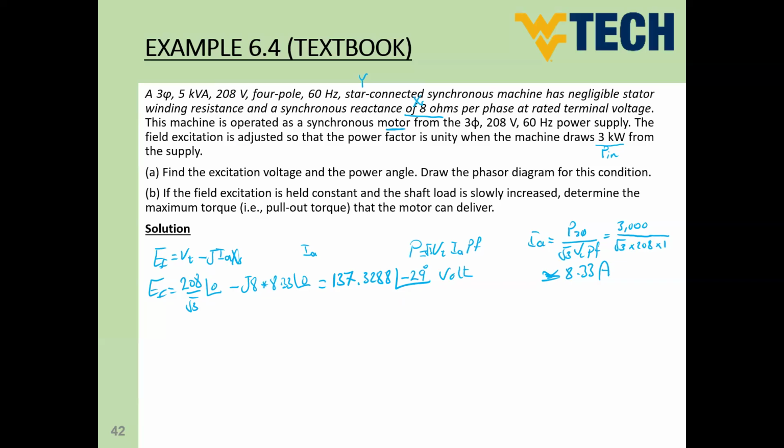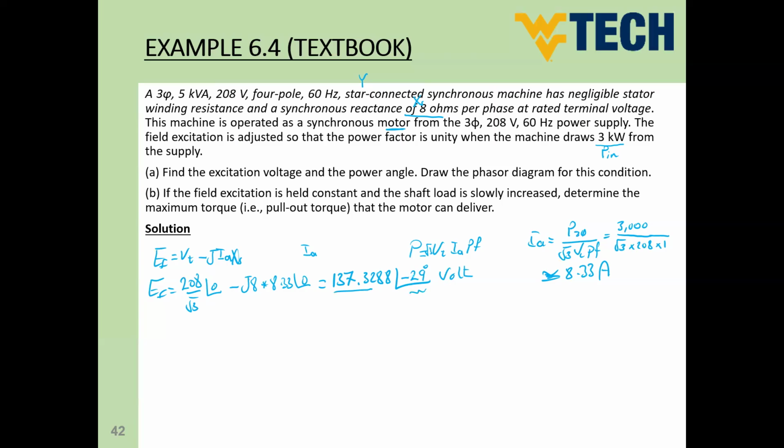Does it make sense or not, guys? Since the machine is working as a synchronous motor, this makes sense because the power angle in a synchronous motor is a negative sign. Nice. So this result makes sense to us. If you would like to calculate the line-to-line magnitude of this volt, you can multiply the 137.328 times root 3 to get the exact value in line. So this is now the first part, find the excitation volt and the power angle. So the excitation volt is this value, and the power angle is this value.